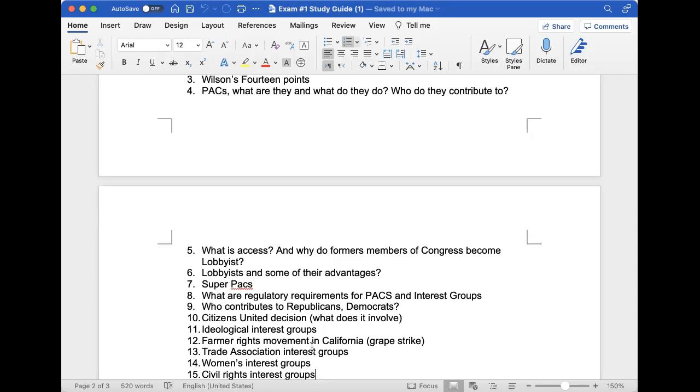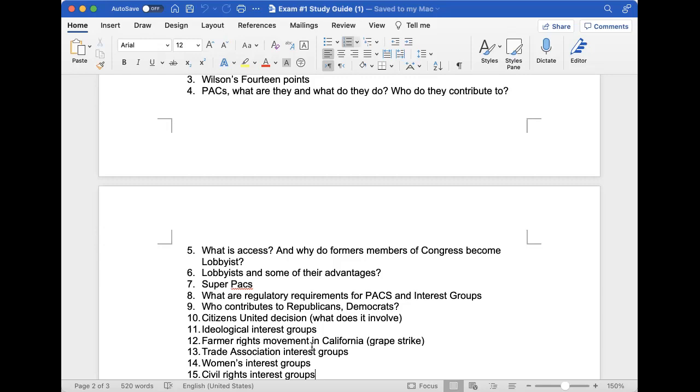And that whole super PAC thing kind of evolved out of a case called Citizens United versus the FEC, the Federal Elections Commission, where it was determined that you can't limit the amount of money that a corporation or a labor union or a super PAC tries to spend when they are either supporting a candidate or opposing a candidate. If you limit the amount of money, it's a violation of their free speech rights. And all of this activity, interest group activity, is protected by the First Amendment.